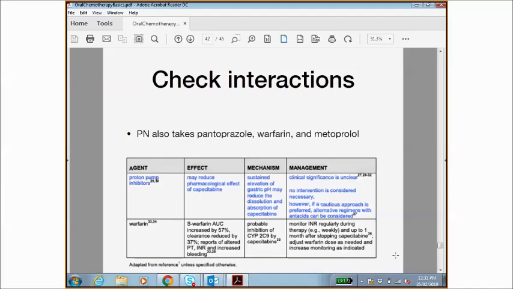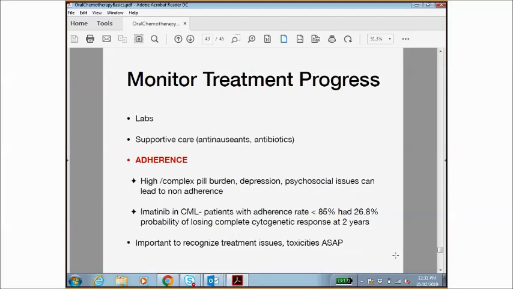And she's on warfarin, and this medication really can increase the chance of bleeding. So it's important to make sure that our INR is monitored regularly. So then we also have to monitor the treatment progress. So we look at the labs, make sure that supportive care is in place, and adherence is really, really important. These people, it's not always an easy schedule to take their medication. They have to remember when to take it. It's not necessarily one every day. And they may have a lot of other pills they're taking.